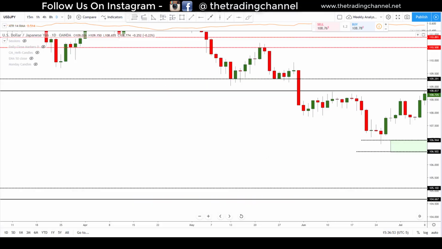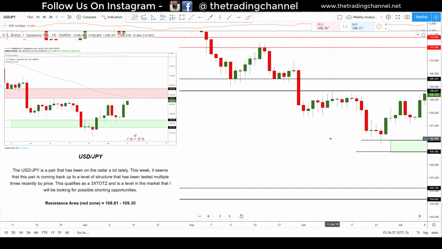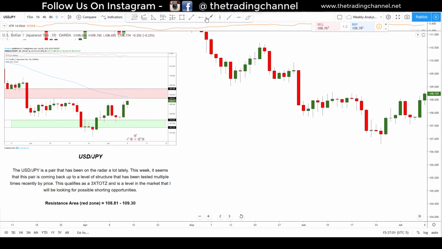Now, I'll put a screenshot of that over here somewhere. Also, I'm going to delete everything off the chart, and we're going to make the zone at 108.81. So let's find 108.81 right there. It's close enough. And 109.3 right there. So this is the resistance zone I was pointing out, and that Pro Trader Report came out on July 8th, which is the candle you see right here. That is July 8th's candle.